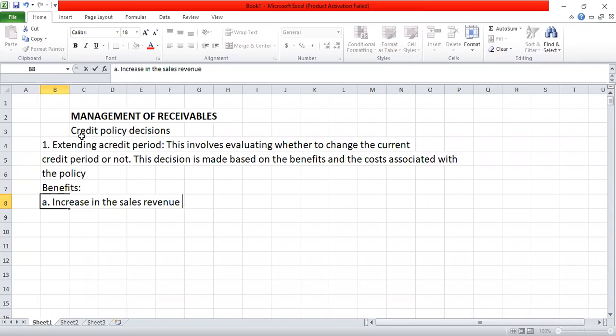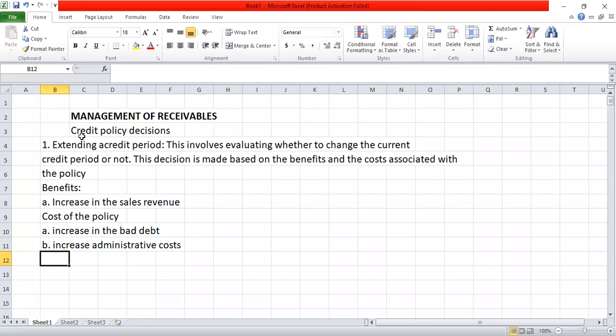And what are going to be the costs of the policy? You may experience an increase in the bad debt. You may have an increase in the administrative cost. And you may also have an increase in the finance cost.